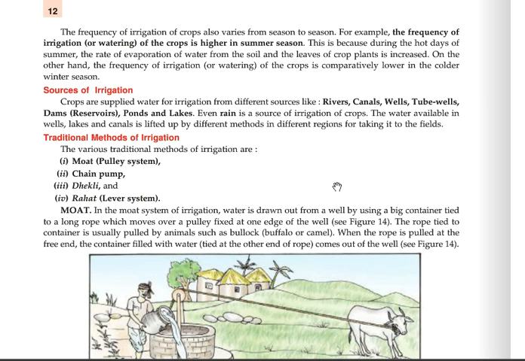What are the sources of irrigation? There are some sources like rivers, canals, wells, tube wells, dams, ponds, and lakes by which we can irrigate a field easily.